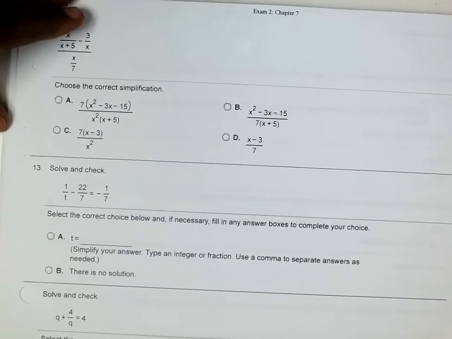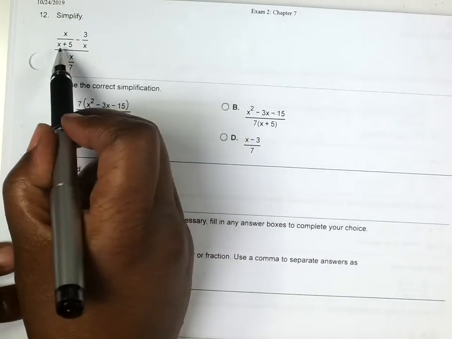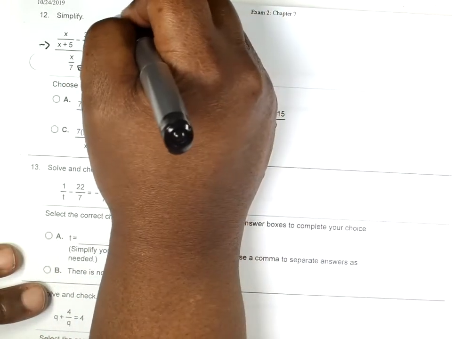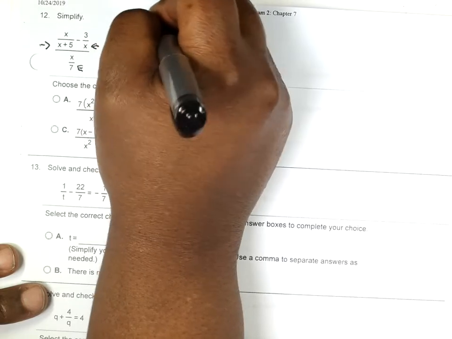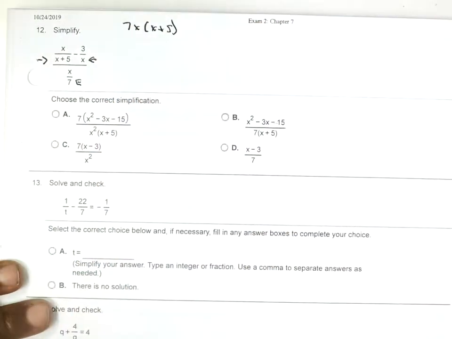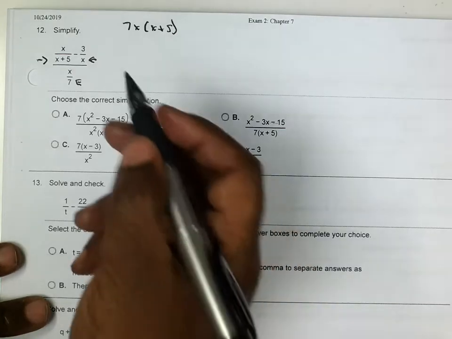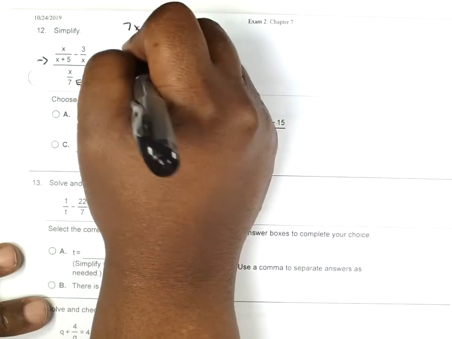Alright, number 12, again I have complex. My denominators are x plus 5, and x, and a 7. So I have to multiply all that stuff together to clear them. So 7 times x plus 5. So that's what I have to multiply each term by.